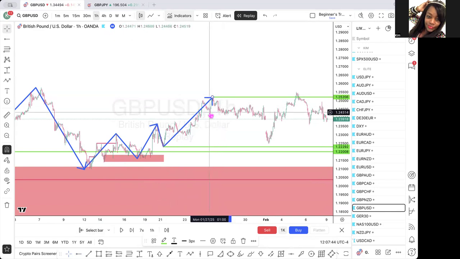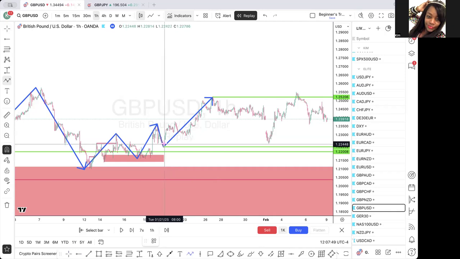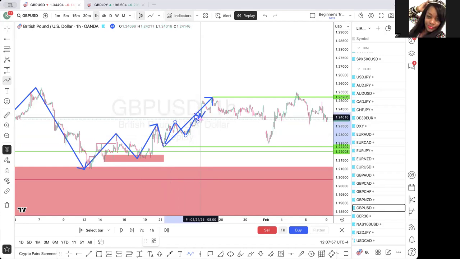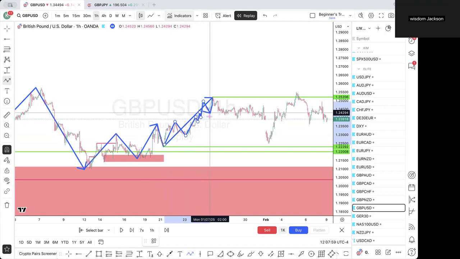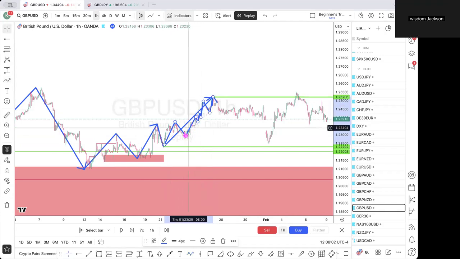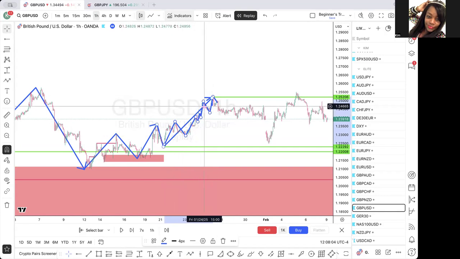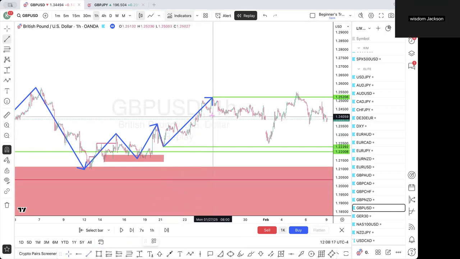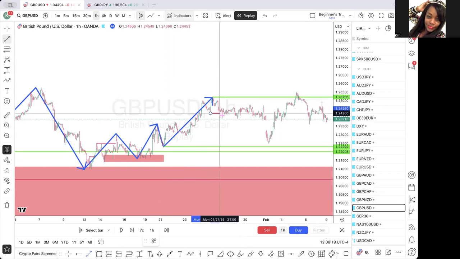All the rest of this is internal. You have this move here, this pull back, this push up, this pull back, this push up, pull back here, here, here, and here, right? So this is the internal swing of this leg right here. These are the internal moves of this leg. So once price did break your structure, because you're saying this right here is broken, right?